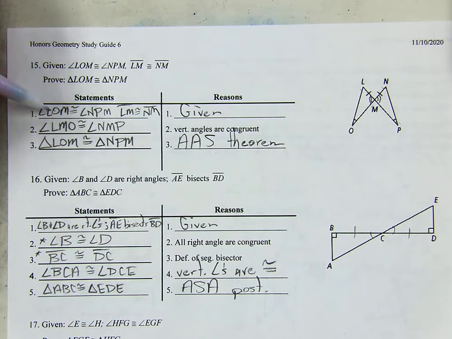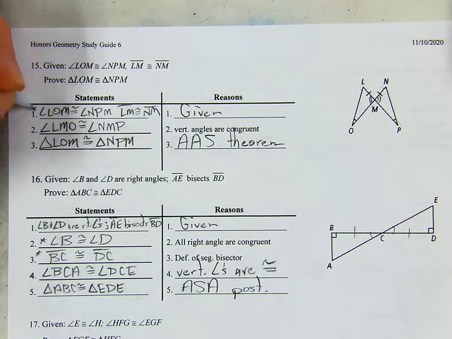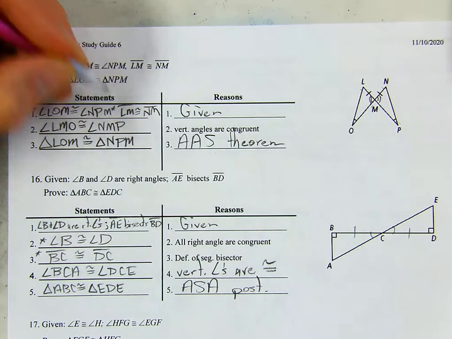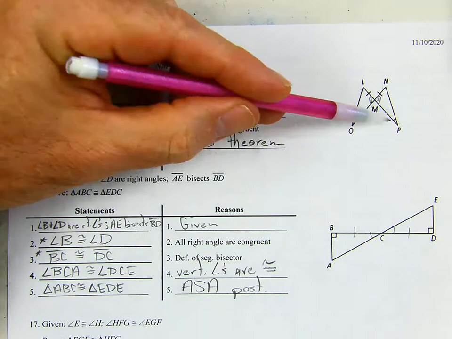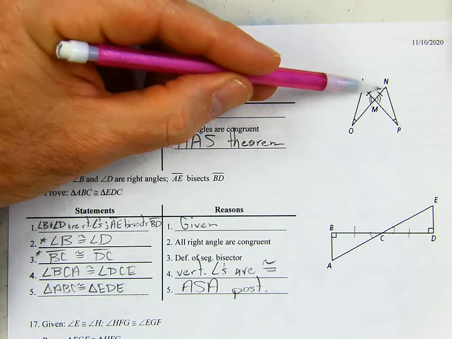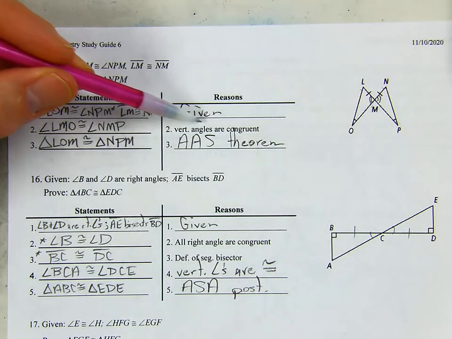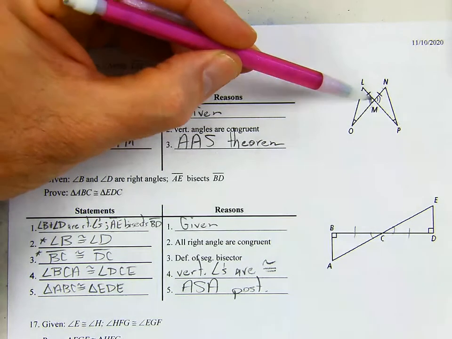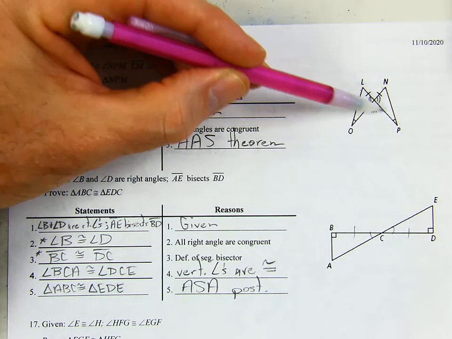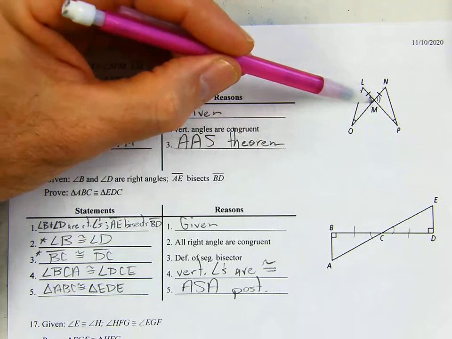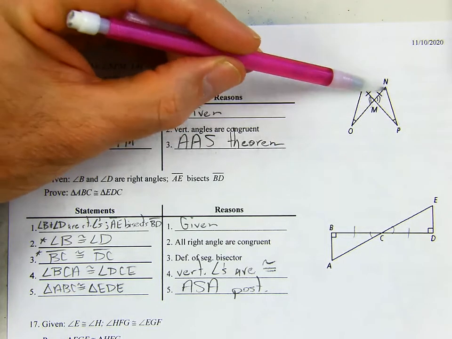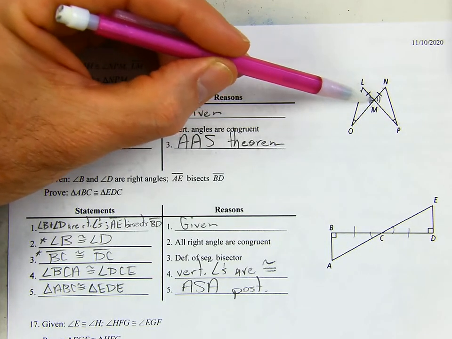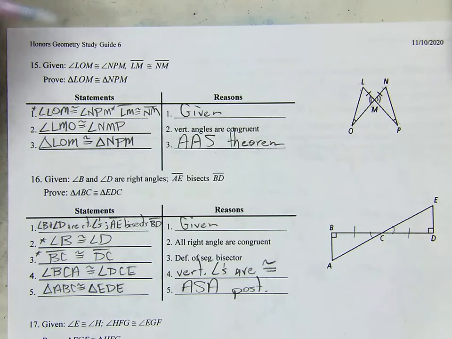We write the given down. The given gives us 2 pieces of congruent information, those angles and those sides. These 2 angles, these 2 sides, and then they tell us the reasons: vertical angles are congruent. Well, what are the vertical angles? They're angles LMO and NMP, or you could have said OML and OMN. Make sure you're naming the angles that are in the triangle when you name them.